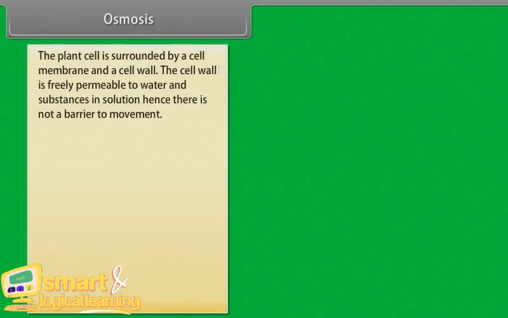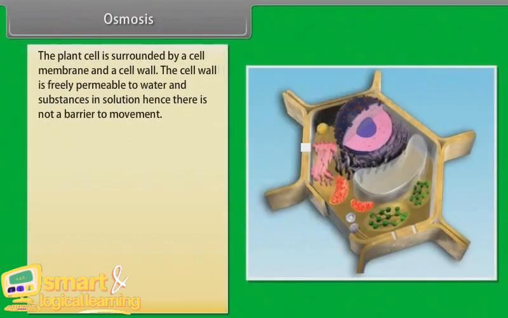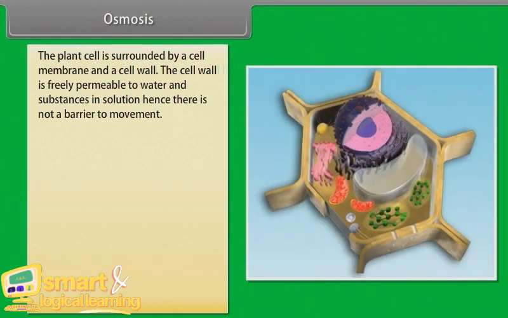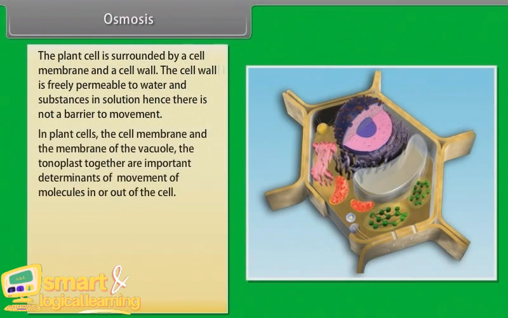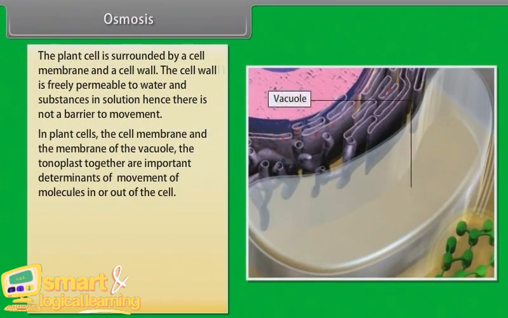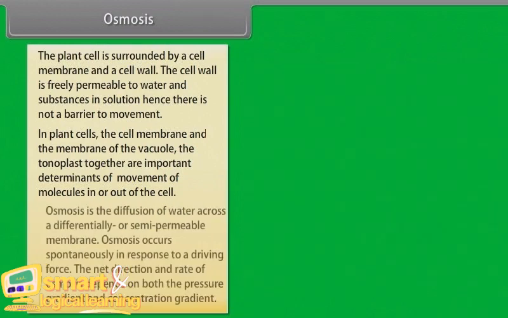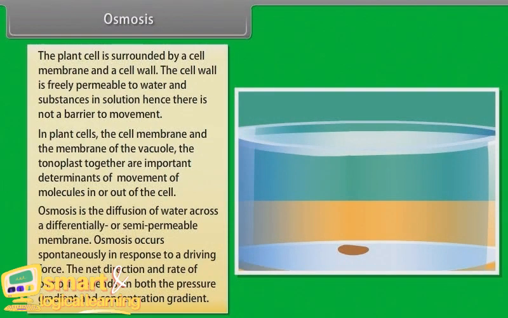Osmosis. The plant cell is surrounded by a cell membrane and a cell wall. The cell wall is freely permeable to water and substances in solution, hence it is not a barrier to movement. In plant cells, the cell membrane and the membrane of the vacuole, the tonoplast, together are important determinants of movement of molecules in or out of the cell. Now let us know about osmosis. Osmosis is the term used to refer specifically to the diffusion of water across a differentially or semi-permeable membrane.